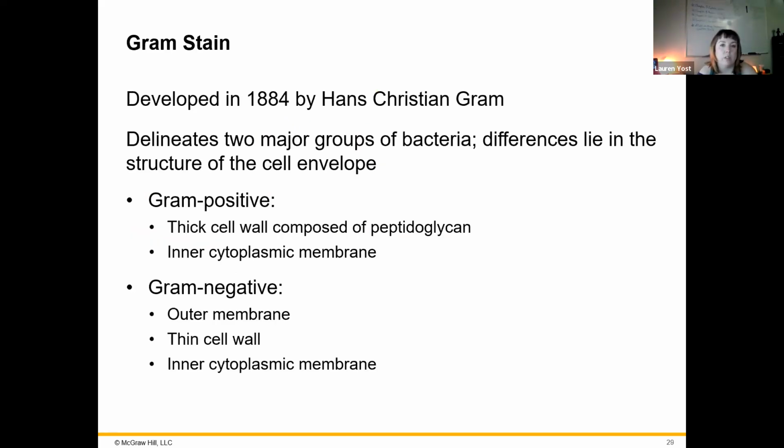The gram stain was the stain that was developed to look at that cell envelope and differentiate cells based on their cell envelope. Gram positives have a thick cell wall. Gram negatives, I'm going to show a picture of it, so don't worry, have a thin cell wall. Both of them have an inner cytoplasmic membrane. That's just the membrane on the inside.